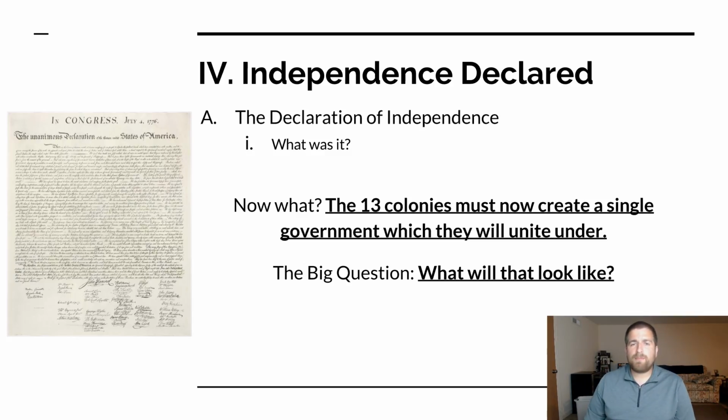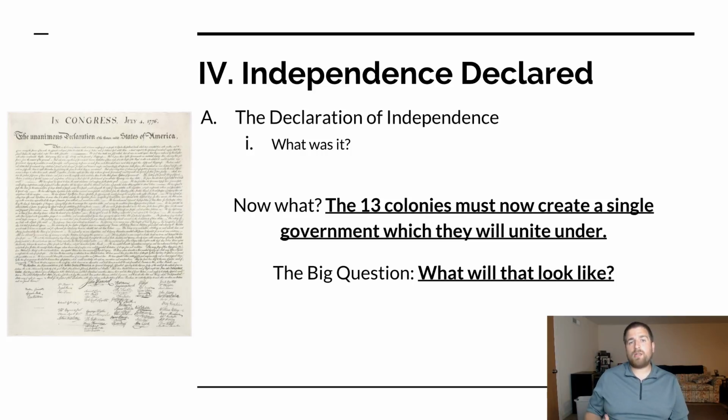Now, that's going to really be the end of our focus on the war itself. The events of the war you've covered in the past, and this really isn't a history class. So we're going to go the other way and take a look at what government is going to look like in the now independent United States.